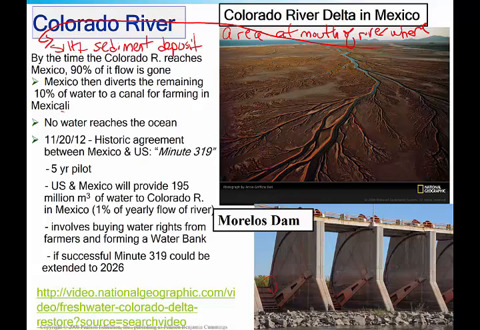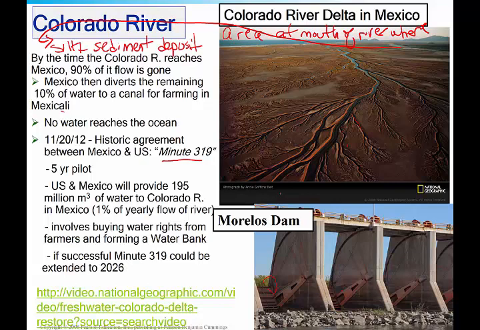And in 2012, there was a historic agreement between Mexico and the U.S. They called it Minute 319. This was a 5-year pilot, and in this pilot, the U.S. and Mexico were going to provide about 195 million cubic meters of water to the Colorado River in Mexico, which is about 1% of its yearly flow. So what that means is the U.S. and Mexico would be adding water to the river, so that the river would actually make it to the ocean.